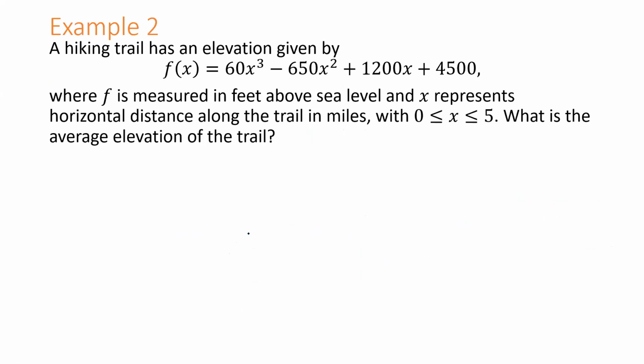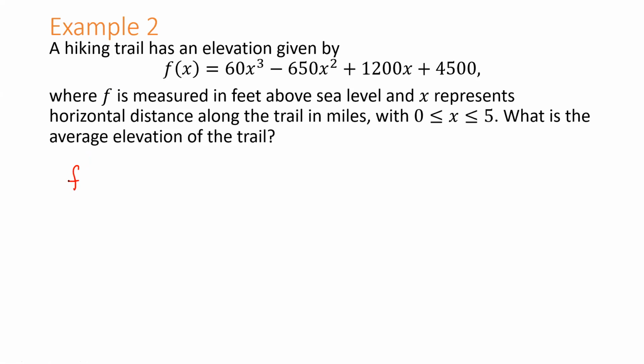Okay, so let's think of an example here. A hiking trail has an elevation given by f of x equals 60x cubed minus 650x squared plus 1200x plus 4500, where f is measured in feet above sea level, and x represents horizontal distance along the trail in miles. In this case, x going from 0 to 5. So what is the average elevation of the trail?